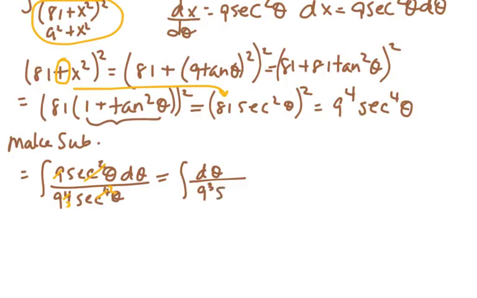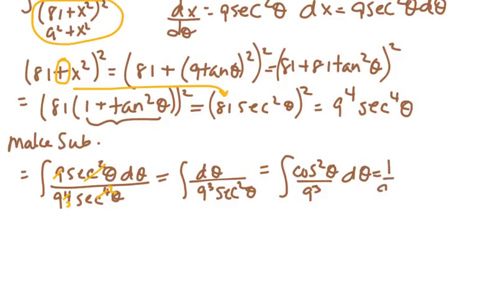I'm going to replace this, and you don't have to, but I like to replace this with cosine. It's easier for me to see. So this is cosine squared theta over 9 cubed d theta.